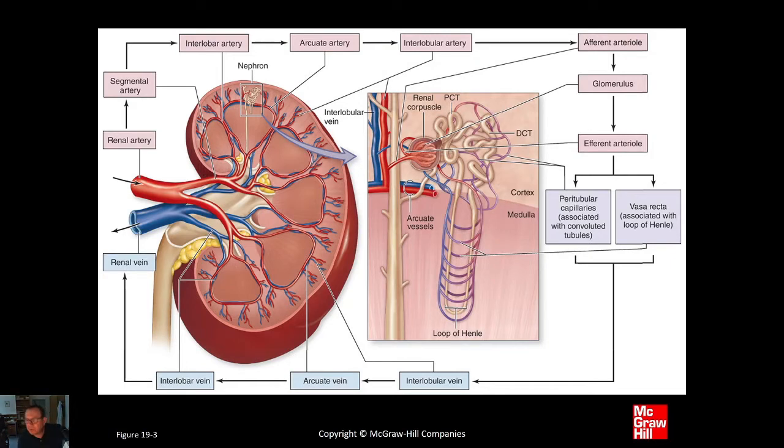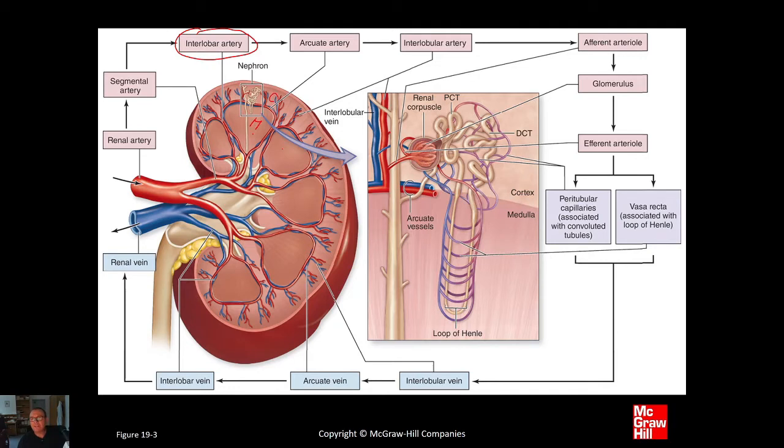Several words about the vascular supply, about the vascular component of the kidney. The kidney is supplied by a renal artery, which branches into main segmental arteries, and they then go in the renal columns in between renal pyramids as interlobar arteries.